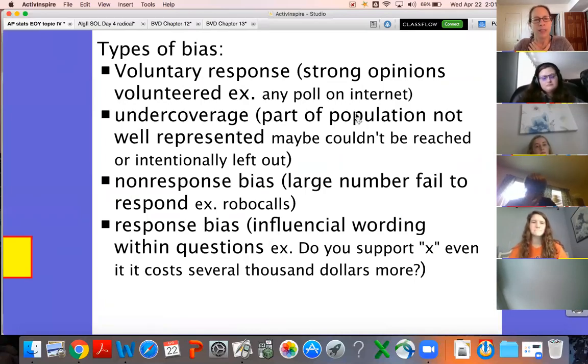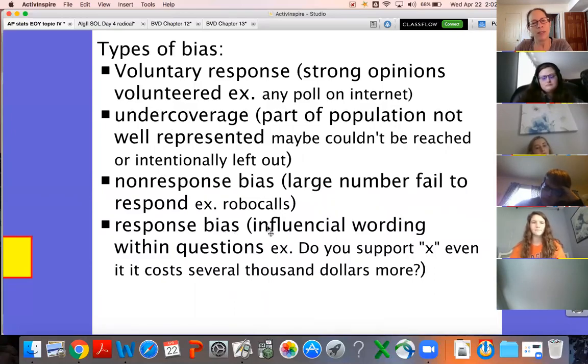Undercoverage is when some part of the population is either not represented well or not represented at all. They were intentionally left out. So for instance, undercoverage would be if you do an internet poll for all of your constituents and half of your constituents are over 80 years old and none of them have the internet, then they would be undercovered. They wouldn't be counted in that. Non-response is when people have the ability to respond, but they choose not to. So robocalls are usually non-response bias because 90 to 95% of people don't return those calls.